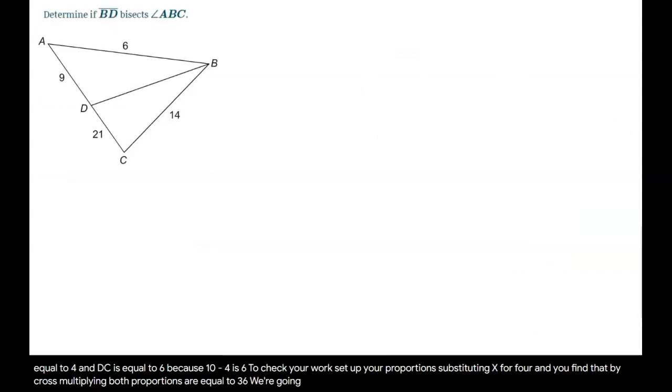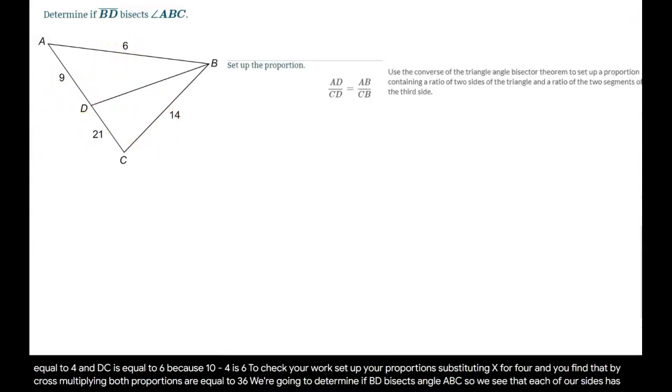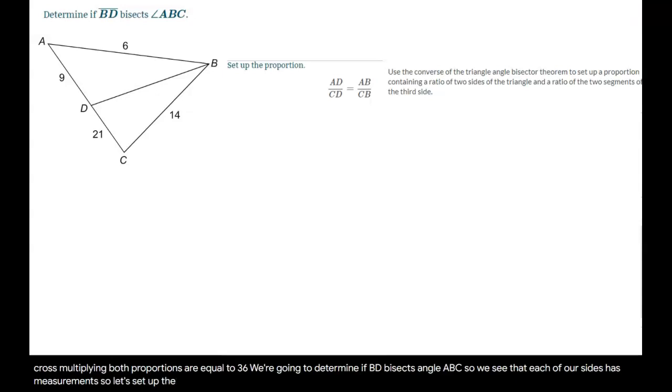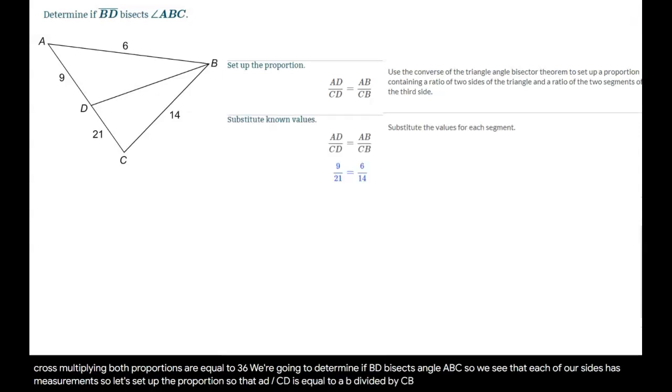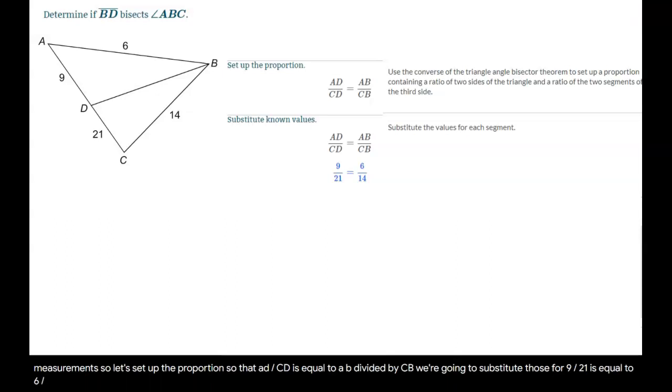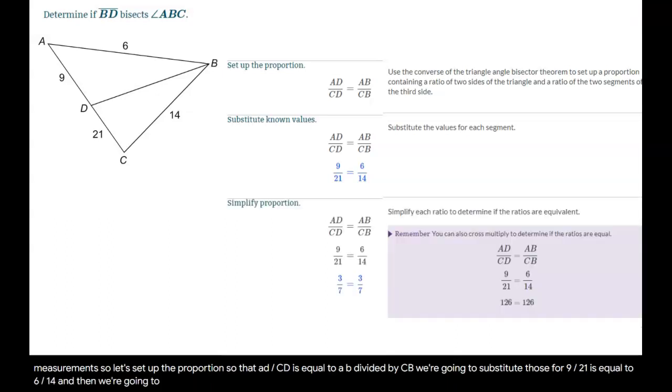Next, we're going to determine if BD bisects angle ABC. So we see that each of our sides has measurements. So let's set up the proportion so that AD divided by CD is equal to AB divided by CB. We're going to substitute those for 9 divided by 21 is equal to 6 divided by 14. And then we're going to cross multiply.